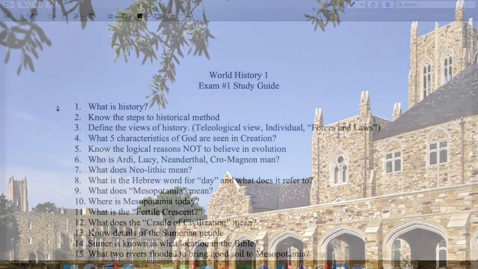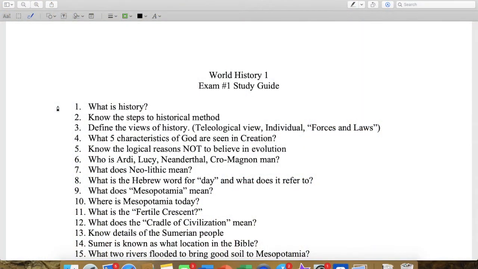So anyway, we're now going to transition into a screen recording of me talking through this study guide. Okay, class, so you can see on the screen there we have the World History 1 exam, number 1 study guide, and we have this long list, 40 questions. There's some questions that have multiple parts to them, so obviously there's more questions on the study guide than there are on the exam.